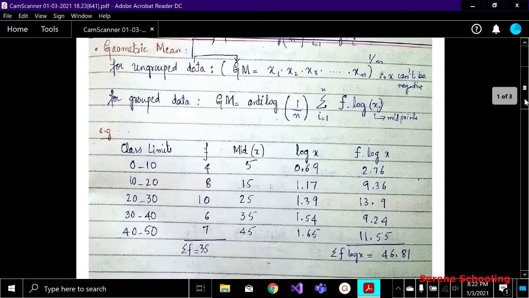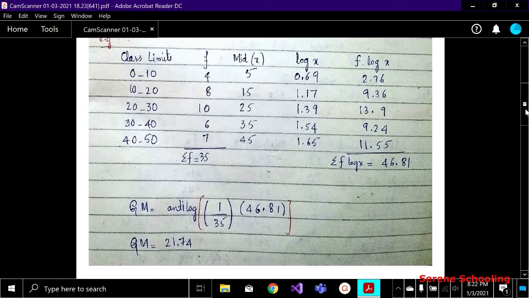So let's see this example. You can see here these are our class limits. The frequency, that is 4 numbers fall from 0 to 10, and like this. This is the midpoint of this class, and we take the log of x, where x is the midpoint. The log of 5 is 0.69, and then f into log x.